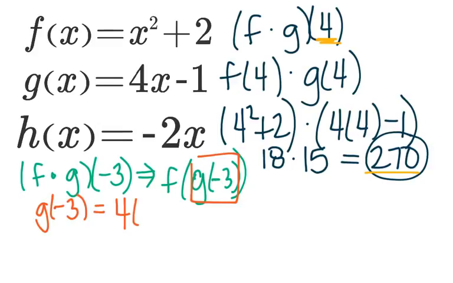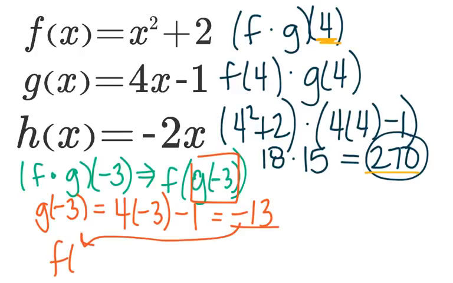So again, I'm plugging in -3 where x is in g's rule, and this gives me -13. So now I'm going to take that answer and put it into f. So f of -13, make sure you're putting the -13 in parentheses because it's going to make a difference if you put this in your calculator.